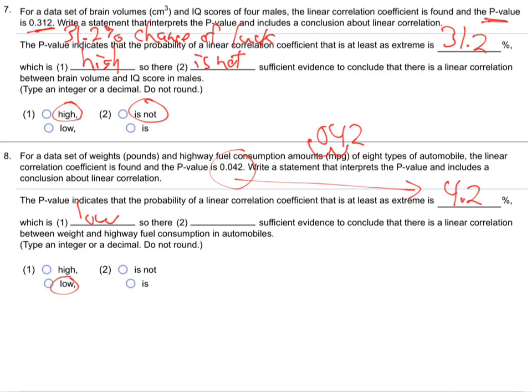Which is low, so there is sufficient evidence. That's strong evidence, isn't it? That's strong evidence to conclude that there is a relationship between how much the car weighs and the miles per gallon. That's strong evidence on that, because when a p-value is below 5%. Is that making sense?